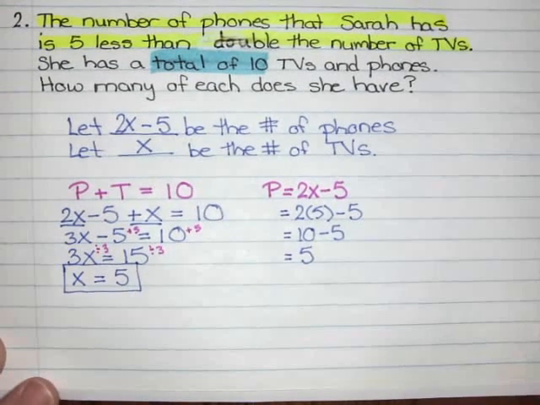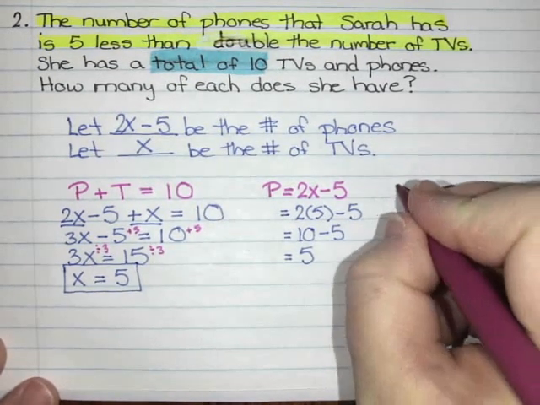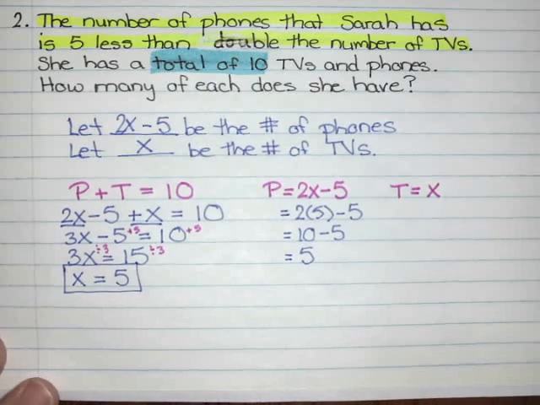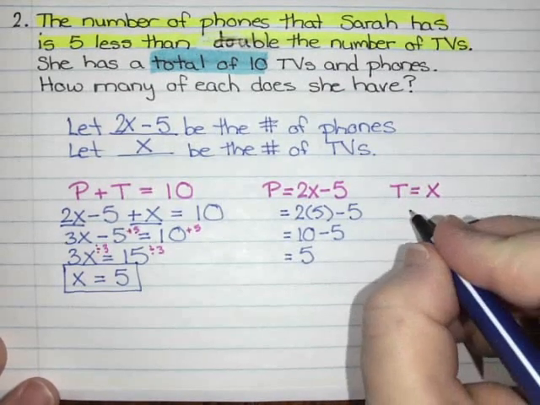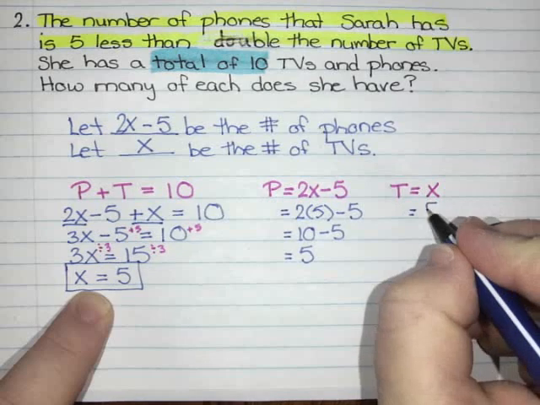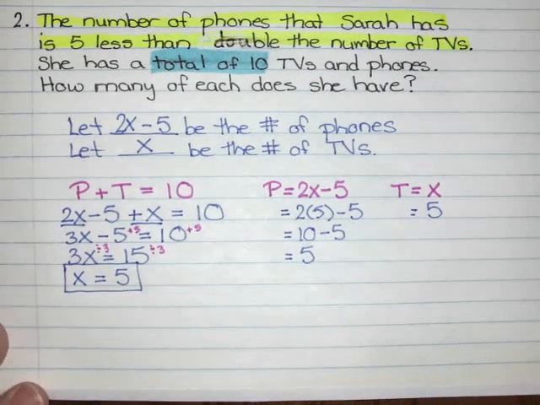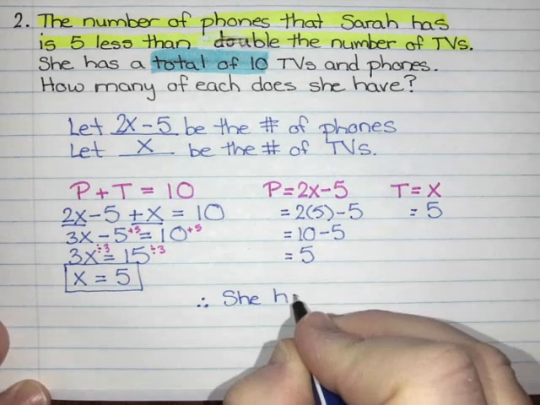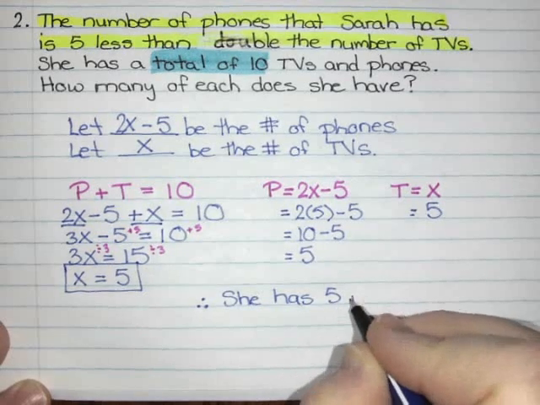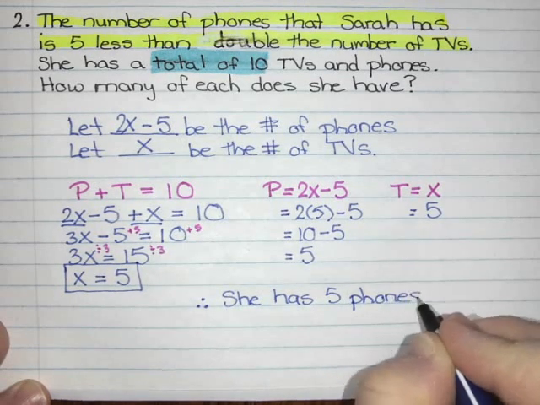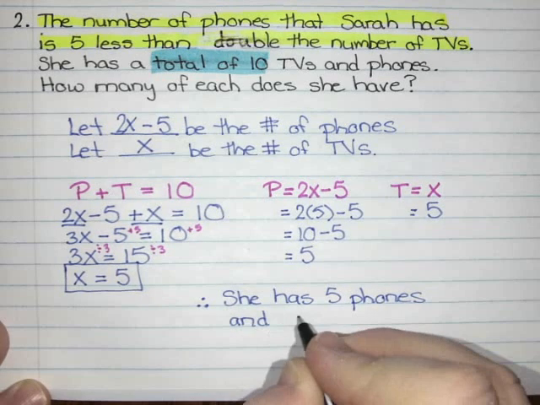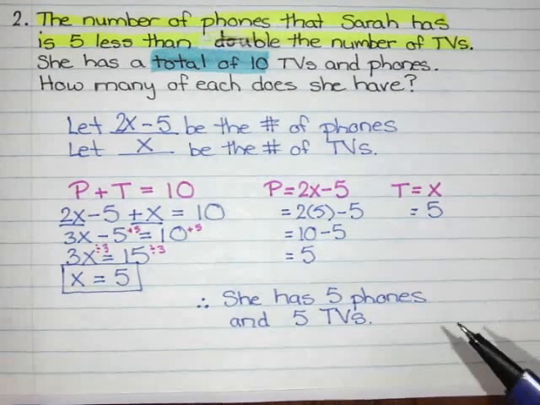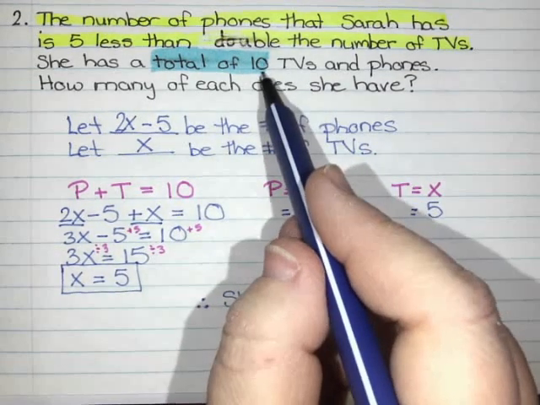If I check this one here, the number of TVs is X from my let statement. So X is just going to equal what X equals, which is 5. So that means, therefore, she has 5 phones and 5 TVs. You can sometimes check by just seeing, does 5 plus 5 still add to 10?